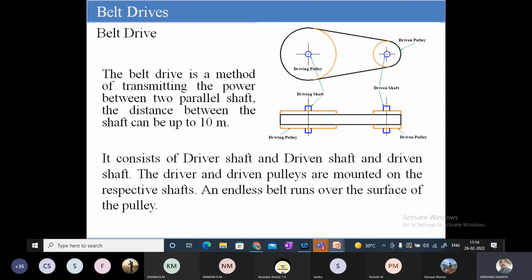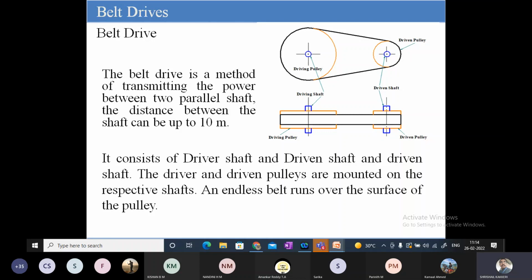And here it is not a positive drive, because what happens after using for a certain time, the belt will become loosened because of, I told you, the tension, the slack side and the tight side. Due to this, what happens? The belt will be increasing its length. So due to this, there will not be enough friction between the belt and the pulleys. So the velocity ratio cannot be maintained in this.